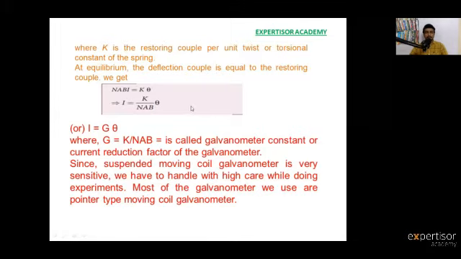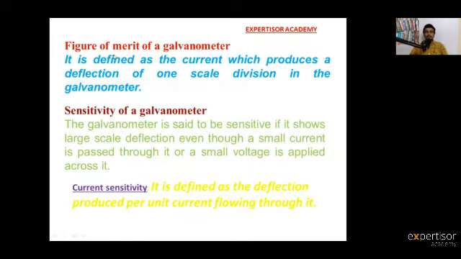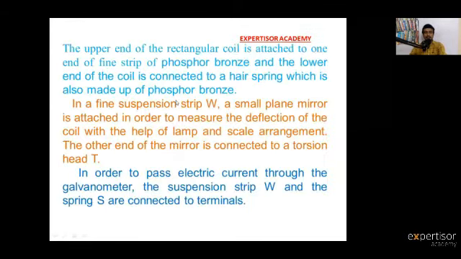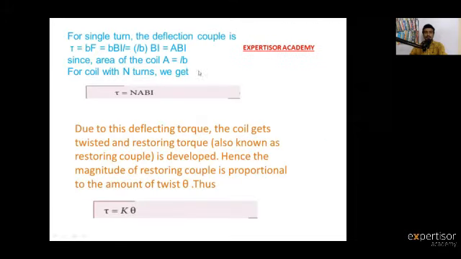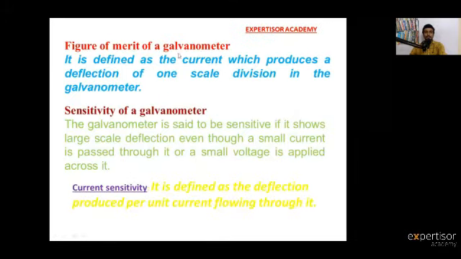Next, the figure of merit of a galvanometer. It is defined as the current which produces a deflection of one scale division in the galvanometer. Look at the picture of the galvanometer. Here this is the scale, and on this scale we have the needle deflection. That gives the figure of merit of the galvanometer.